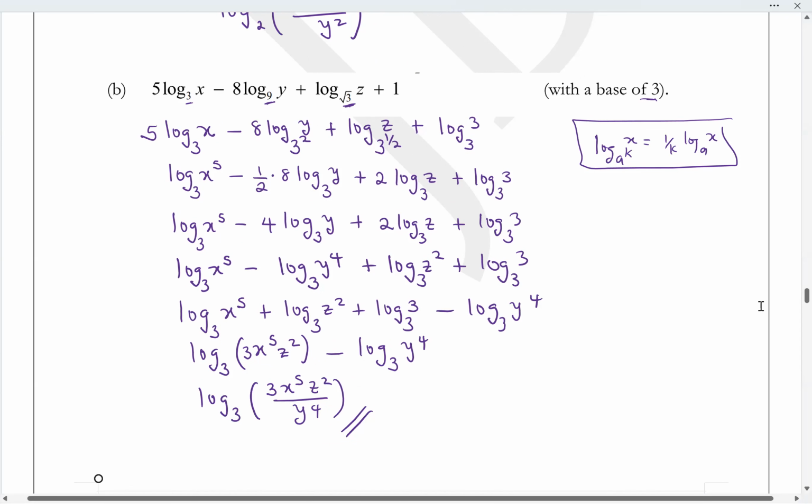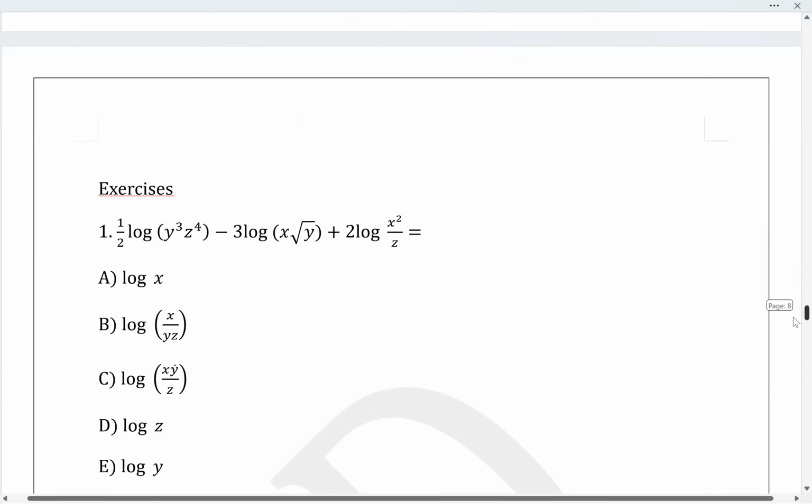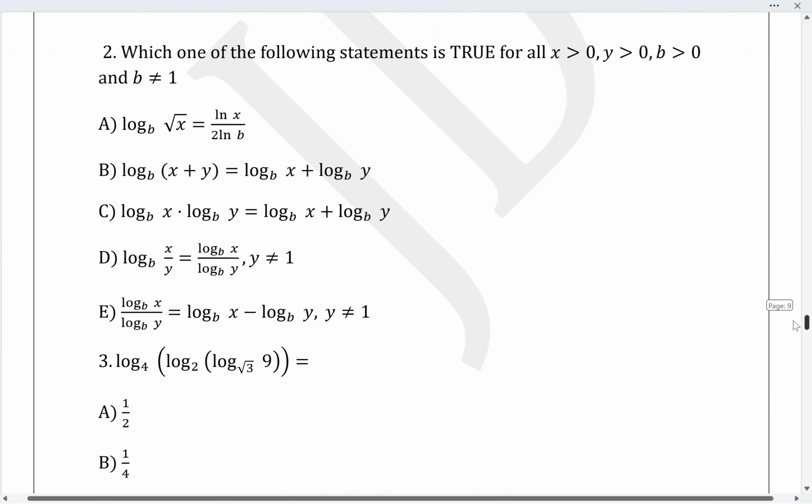There will be another video, part 3, and that will focus on solving the exercises here. All right. Okay.